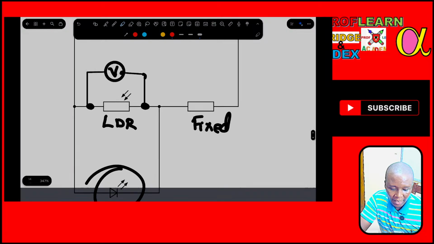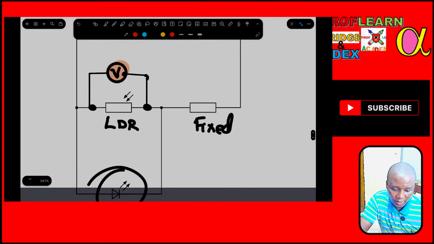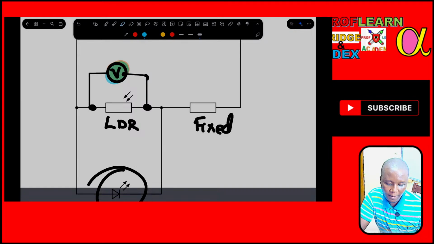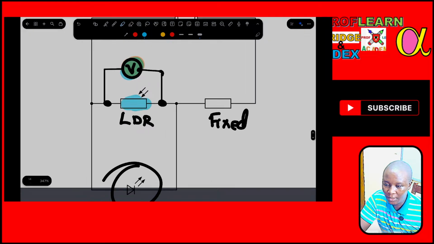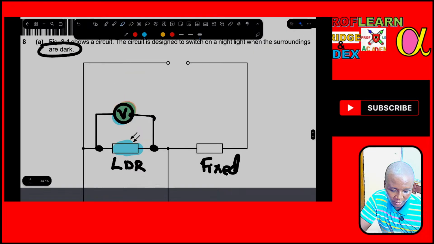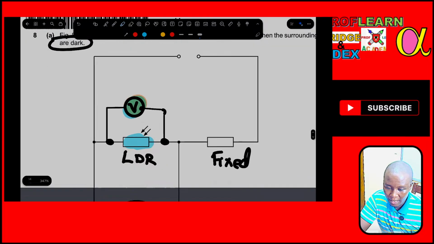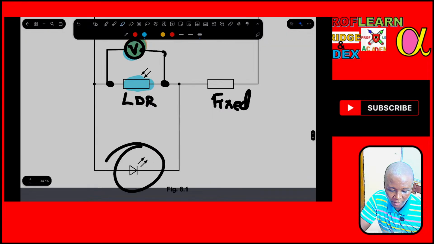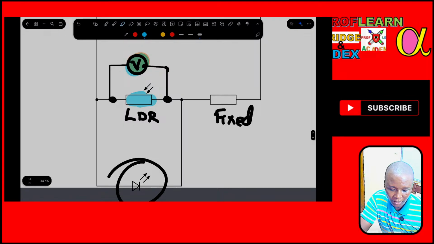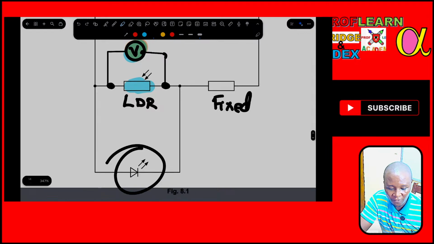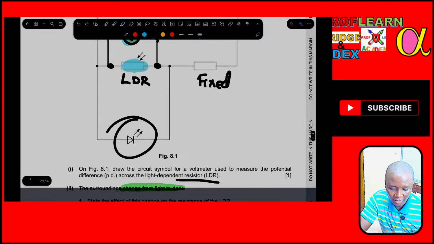Candidates were supposed to add a voltmeter to indicate how the PD across the LDR, the light dependent resistor, can be measured, and that's exactly what candidates were supposed to do in this section of question number 8. Also, when it becomes dark, the resistance of this device is going to increase. When it's dark, the resistance of the LDR increases, and in that way there will be a larger potential difference across it because of high resistance.